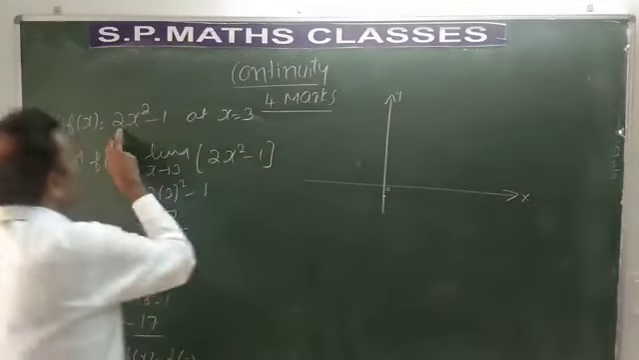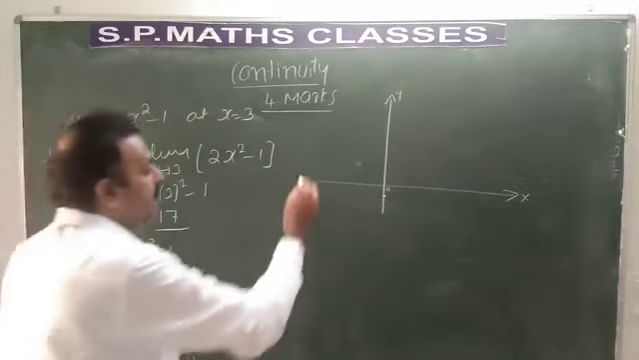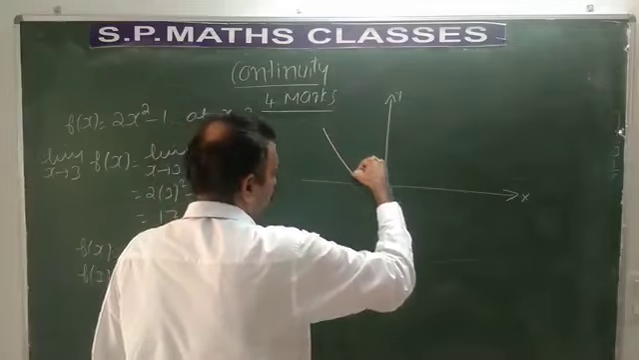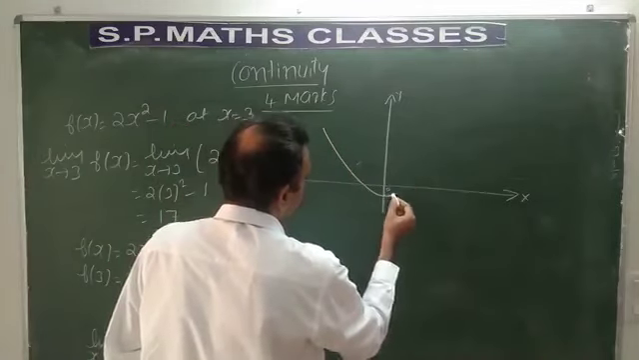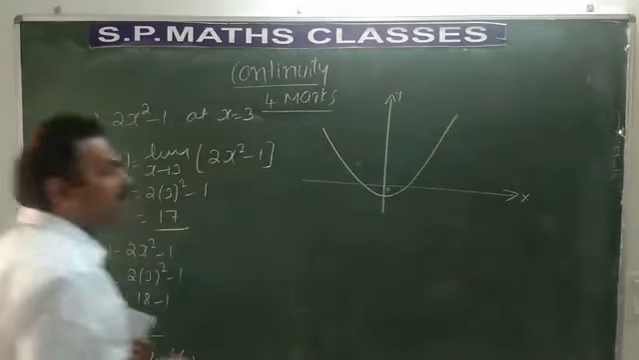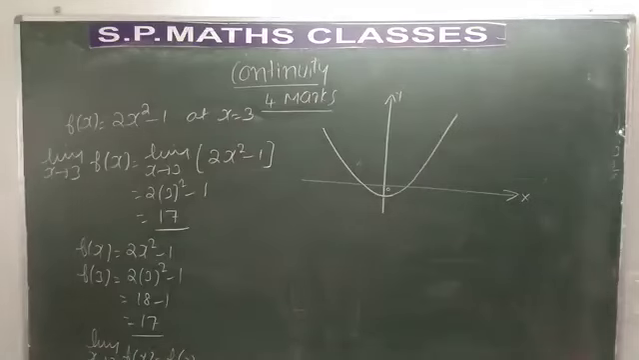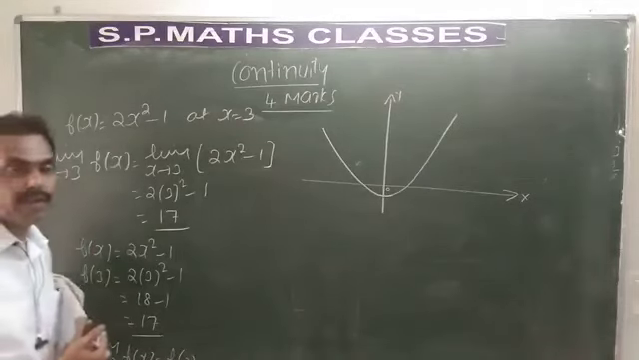So this, 2x squared minus 1, is clearly a parabola. The graph will be like this. So what is your conclusion? Our conclusion is it is said to be continuous.